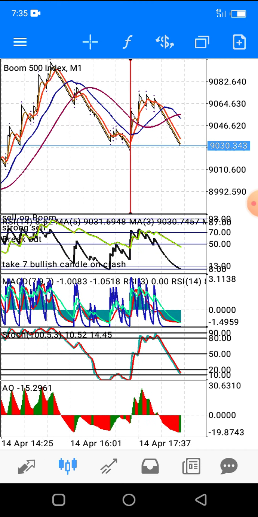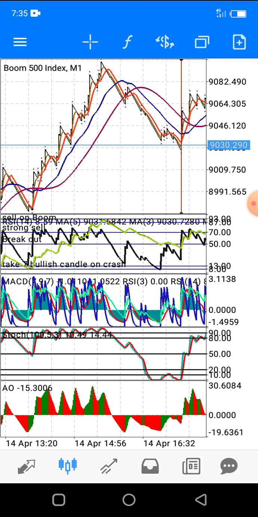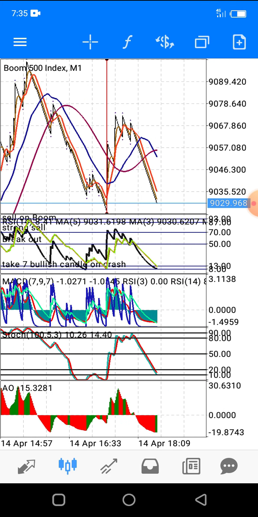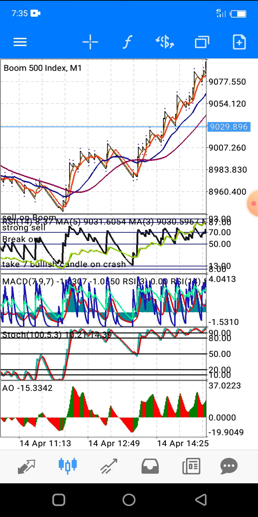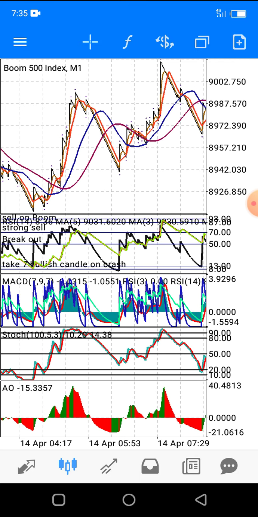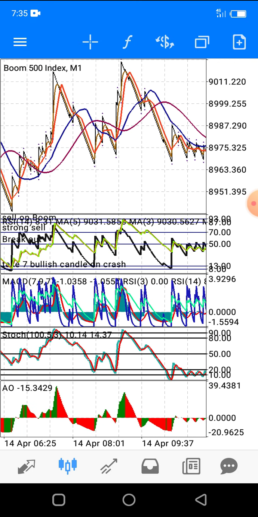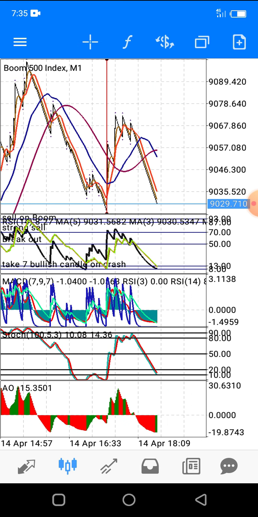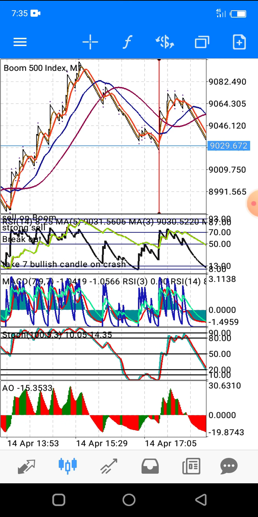Today I want to be teaching on what I call lower low and higher high, and this is a very profitable strategy that will bring a huge profit in your trading. If you pay attention to this strategy, to this higher high and lower low, you will keep on making constant profit all the time. The green line you see there is my 48 moving average, and the red one there is my 72 moving average also.